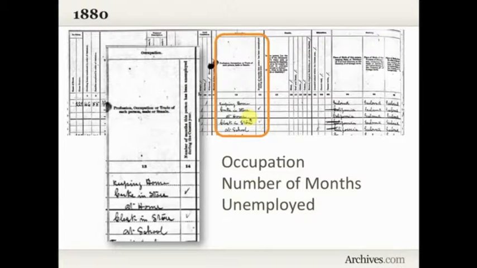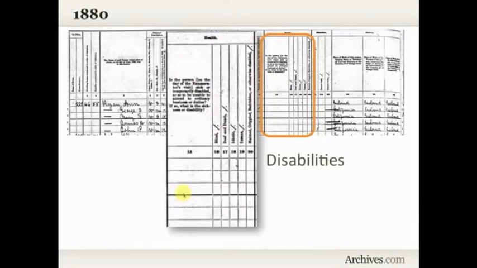Moving on a little bit further to the right in 1880, we have not only the occupation, but if that person had been unemployed for any number of months in the previous year, they were supposed to mark how many months they had been unemployed. So that can give you a good clue, a good background about the context of this family. We also continue to see questions about disabilities.